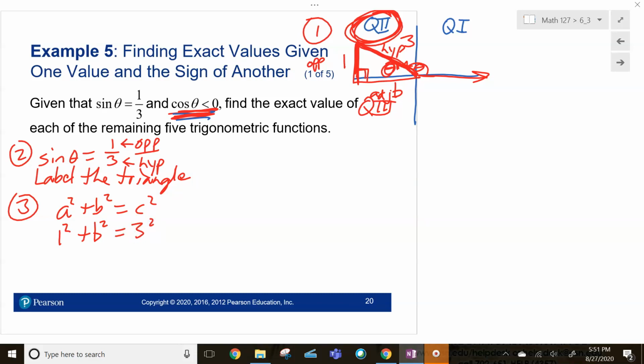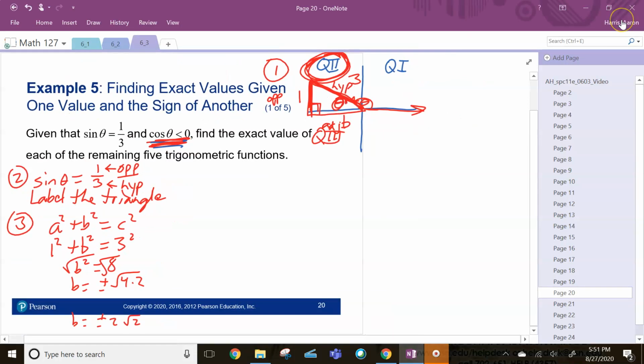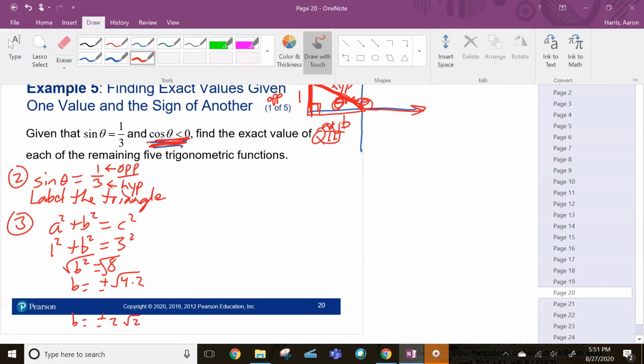So 1 squared is 1, subtract 1 from both sides, 3 squared is 9, so 9 minus 1 I get 8, square root, so b is plus or minus, of course this is 4 times 2, in other words, plus or minus 2 root 2, okay? Now which one is it? Well, b, remember we said in quadrant 2 our cosine is negative, so this is where the Jimmy rig, if you will, comes into play.